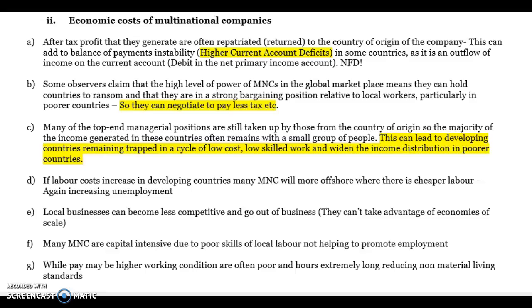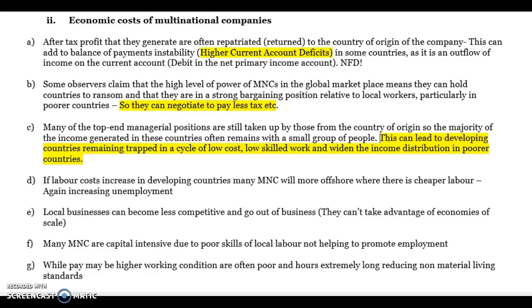If labour costs increase in developing countries, they'll often move offshore, so they might establish themselves in a country, and then labour costs might increase in that country, and then they'll reduce their investment, and that will lead to a rapid increase in unemployment in that country. So for example, if you set up in China and then wage rates increase in China, they might move to Bangladesh or Vietnam or something like that, and then that will cause a lot more unemployment in that country as well.